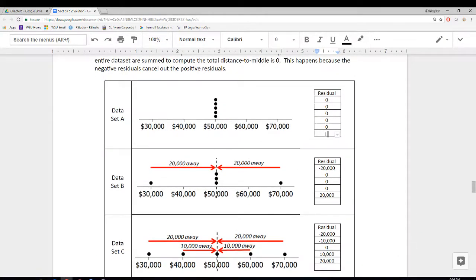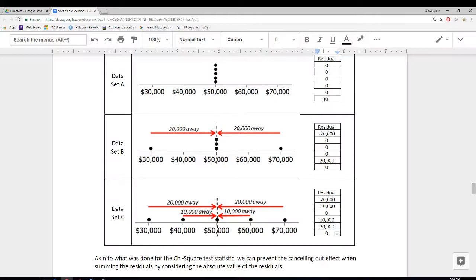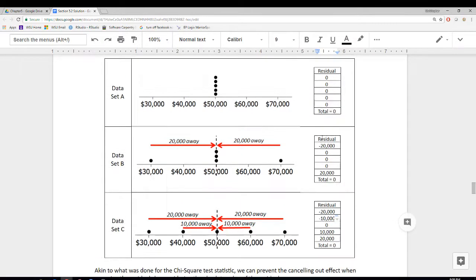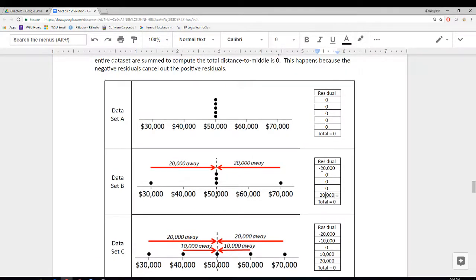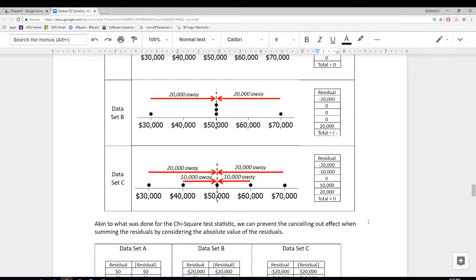Now, when I sum these up, just like what we had before, I end up with zeros here. So the total here is 0, and it's 0 in all of those cases. Again, we ran into that when we were looking at the chi-square test as well. And the reason that is happening is that these positive residuals, so this positive residual right here, is being canceled out by that negative residual there. So just like when we talked about the chi-square test, we're going to have to do something to get rid of the canceling out effect that we have.